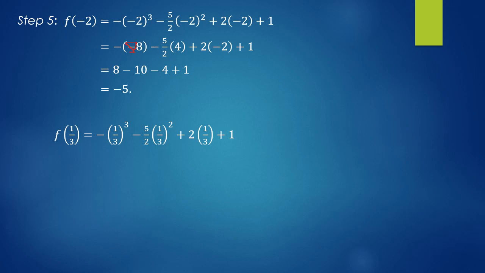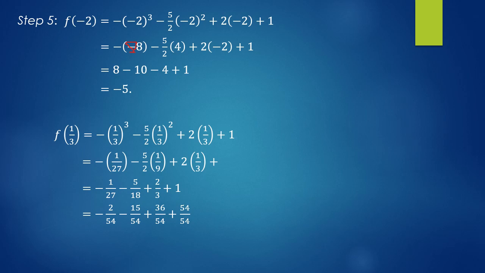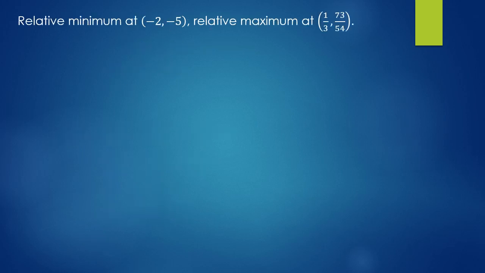So we also evaluate 1/3. So the cube of 1/3, of course, is 1/27. The square is 1/9. And simplifying everything, by the way, I just used here the least common multiple or least common denominator process. So the least common multiple of 27, 18, and 3 is 54. So the final value that we get is 73/54.